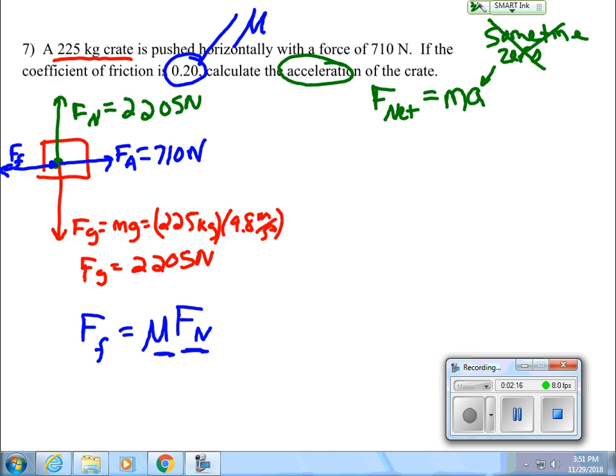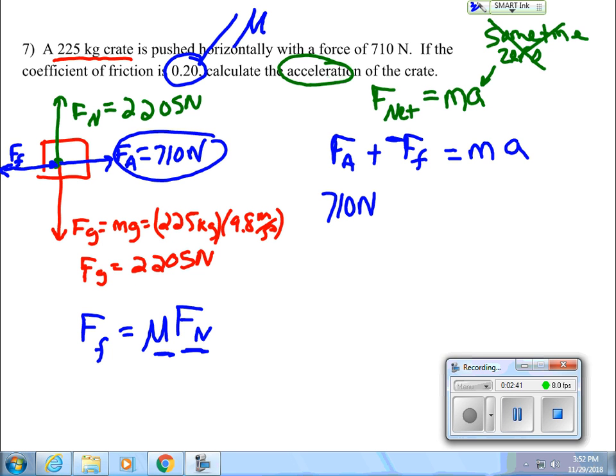All right, so force net, what are the two forces? Our two forces are going to be force applied plus a negative force of friction in the opposite direction. That's why there's a negative sign. And our crate is going to be accelerating. So let's put in all the information we know. We know that there's 710 newtons for the force applied because of this information. We know the force of friction is up here, mu.